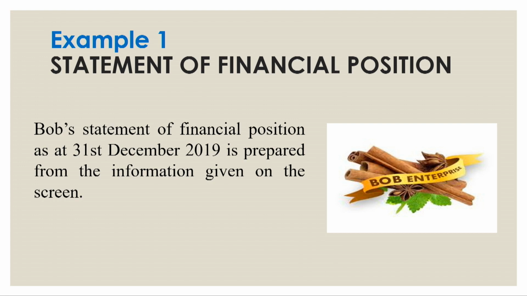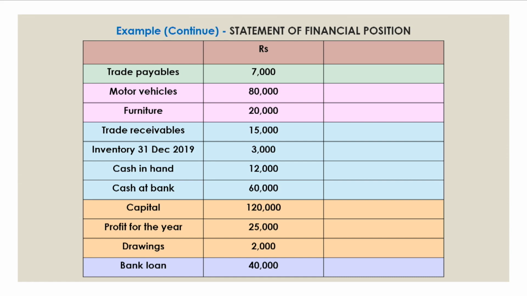Let's look at an example of statement of financial position. So, Bob's statement of financial position as at 31st December 2019 is prepared from the information given. As you can see on the screen, Bob's enterprise has trade payables of 7,000 rupees, motor vehicles is 80,000 rupees, furniture amounts to 20,000 rupees, trade receivables is 15,000 rupees, inventory 3,000 rupees, cash in hand 12,000 rupees, cash at bank 60,000 rupees, the capital is 120,000 rupees, profit for the year amounts to 25,000 rupees, drawings 2,000 rupees, and bank loan of 40,000 rupees.